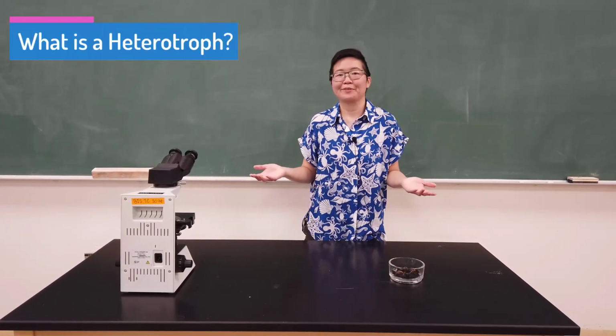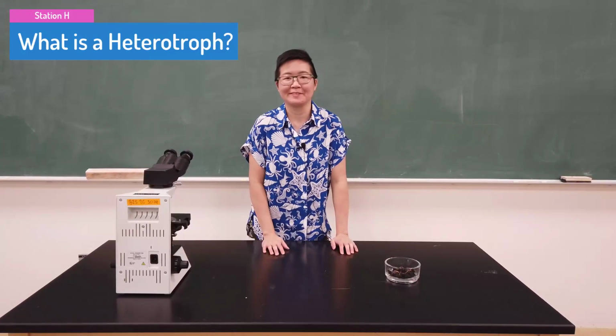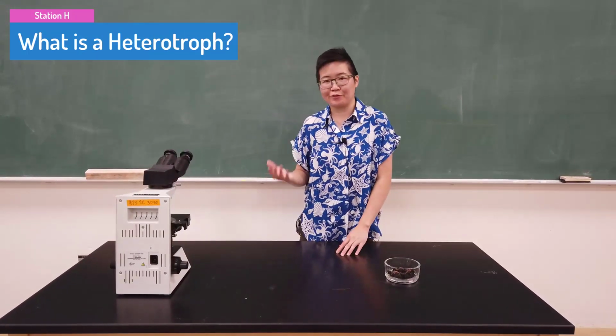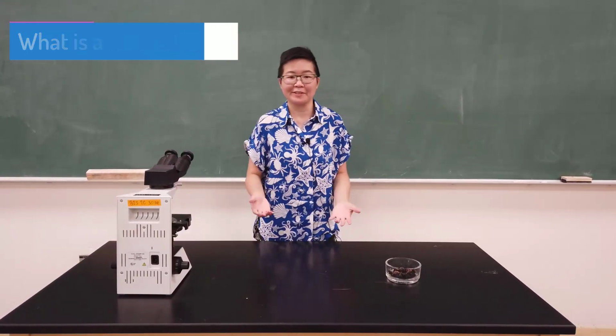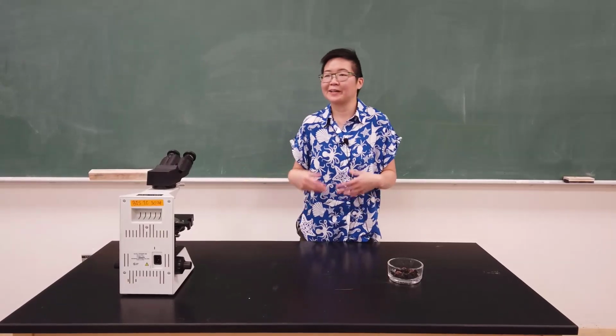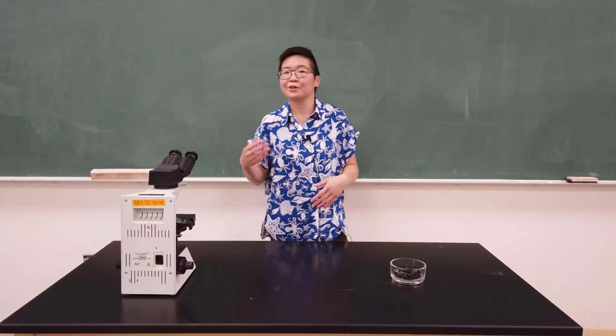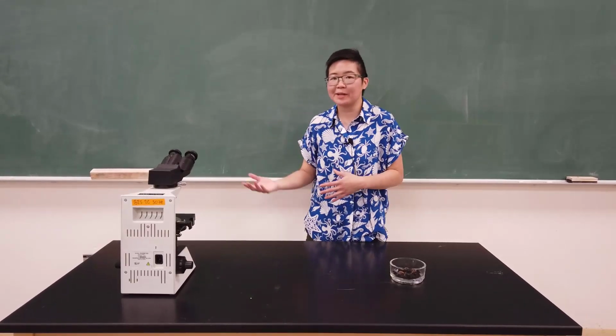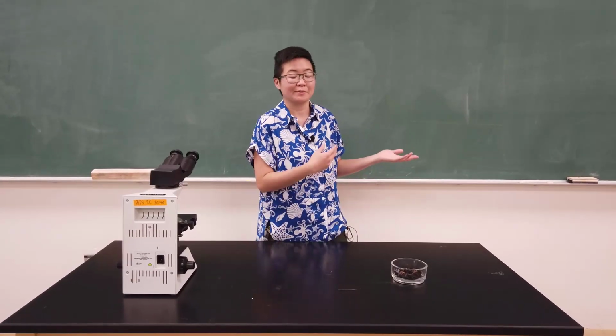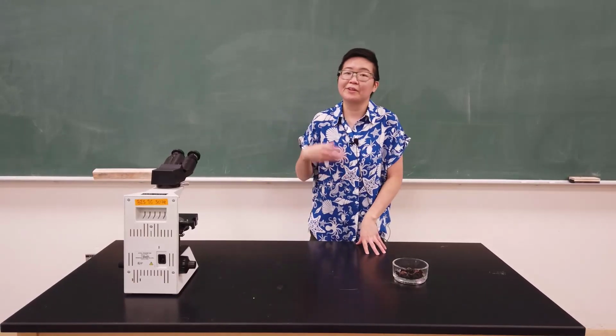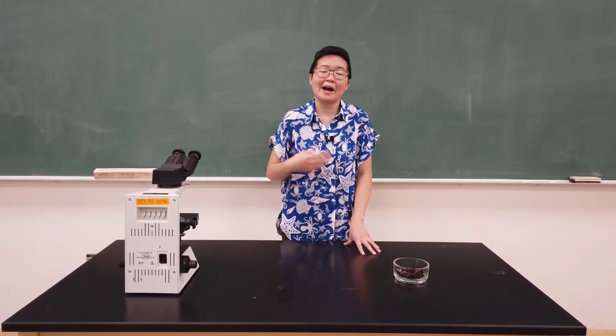What is a heterotroph? That's the topic of this station. So heterotrophs don't make their own food. They have to feed on other organisms. So we're able to categorize heterotrophs by what they eat. You may be familiar with the terms herbivore, meaning something that eats plants, or carnivore, meaning something that eats meat. But we can further categorize heterotrophs by how they feed.